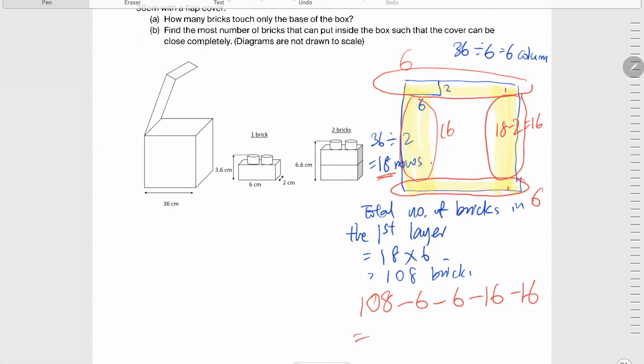Okay, this is very important. Now you need to understand why. Okay, you understand why again, right? Because I need to remove those at the sides. Okay? So you must be able to visualize. I need to exclude the bricks that touch the sides and the base. I only want those in the middle. And that is why your answer requires you to take 108 minus 6 minus 6 minus 16 minus 16, and you will get 64 bricks, which is your final answer.